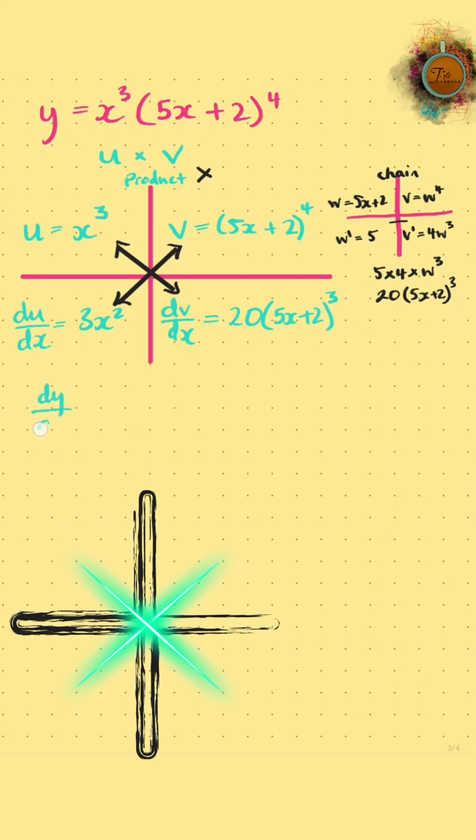So dy by dx overall is equal to, and then add the other pair, which is 3x squared multiplied by 5x plus 2 to the power of 4. So we can take out x squared, and we can take out 5x plus 2 to the 3. I wonder what that leaves us with. Is anything useful about that?